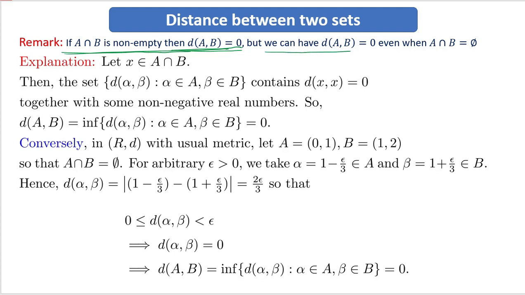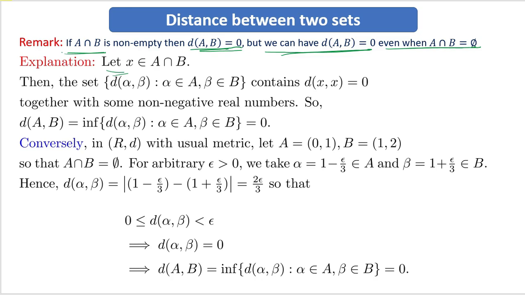But we can have DAB equal to 0 even when A intersection B is equal to empty. So if you are having DAB equal to 0, you please don't jump to conclude that A intersection B is non-empty. It can be empty as well.